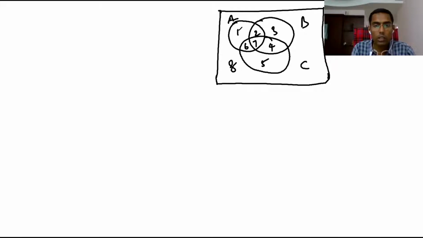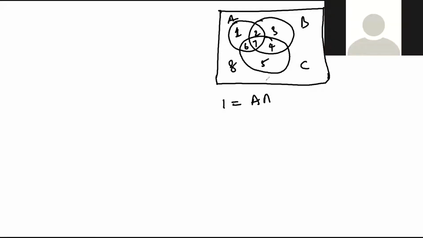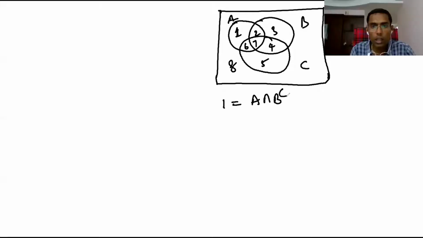Okay, I think everybody is able to see this. So here A, B, C. Again I am writing: part 1, 2, 3, 4, 5, 6, 7. This is 8. Now I am writing what these are. 1 is nothing but A, only A and not B and not C. This is 1.